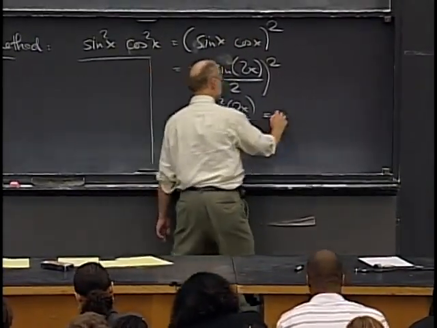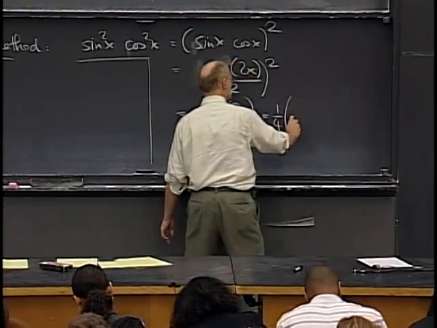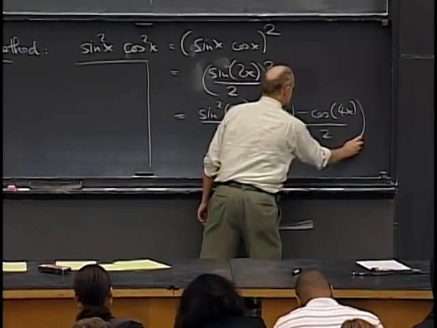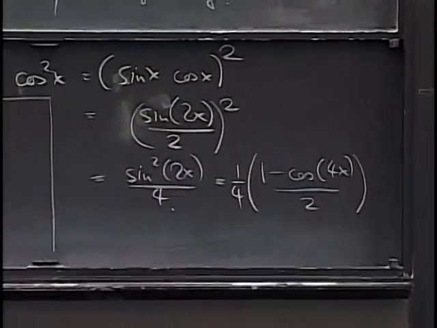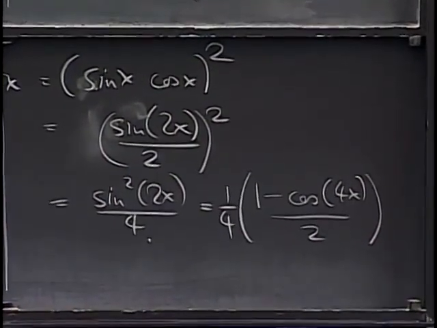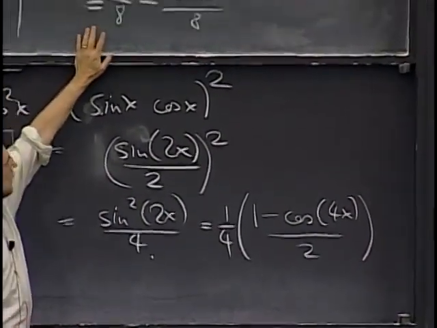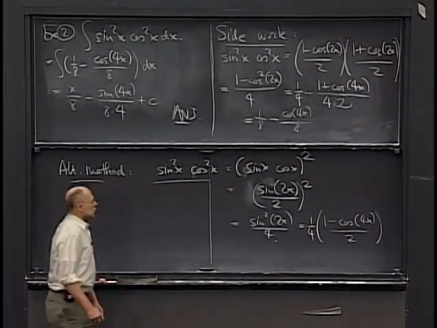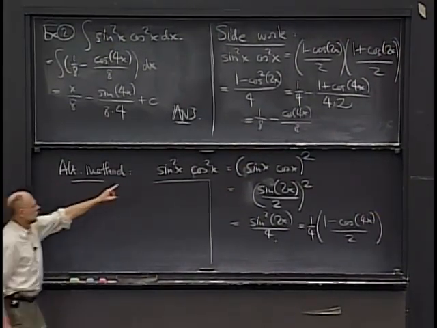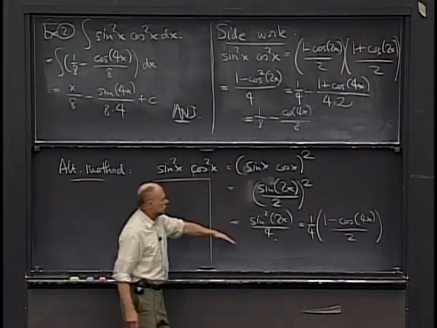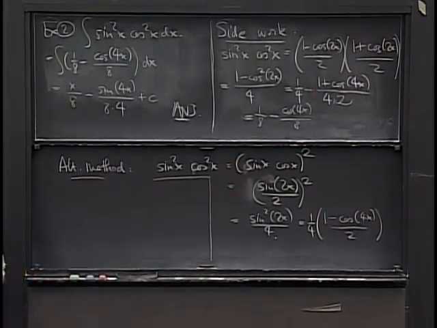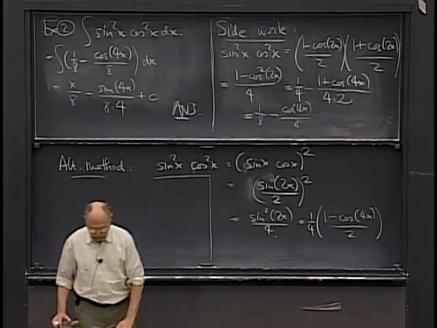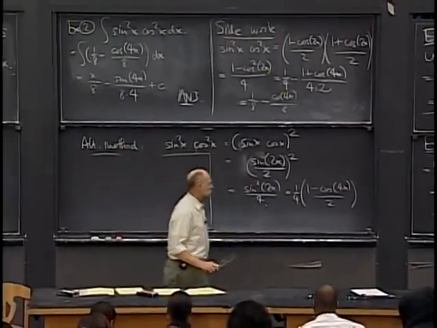So I can apply that again. I get 1/4 of 1 minus the cosine of 4x, divided by 2. That's what the half angle formula says for the sine squared of 2x, and that's exactly the same expression that I got up here as well. So this is just an alternate way to play this game of using the half angle formula. Okay, let's do a little application of these things and change the topic a little bit.